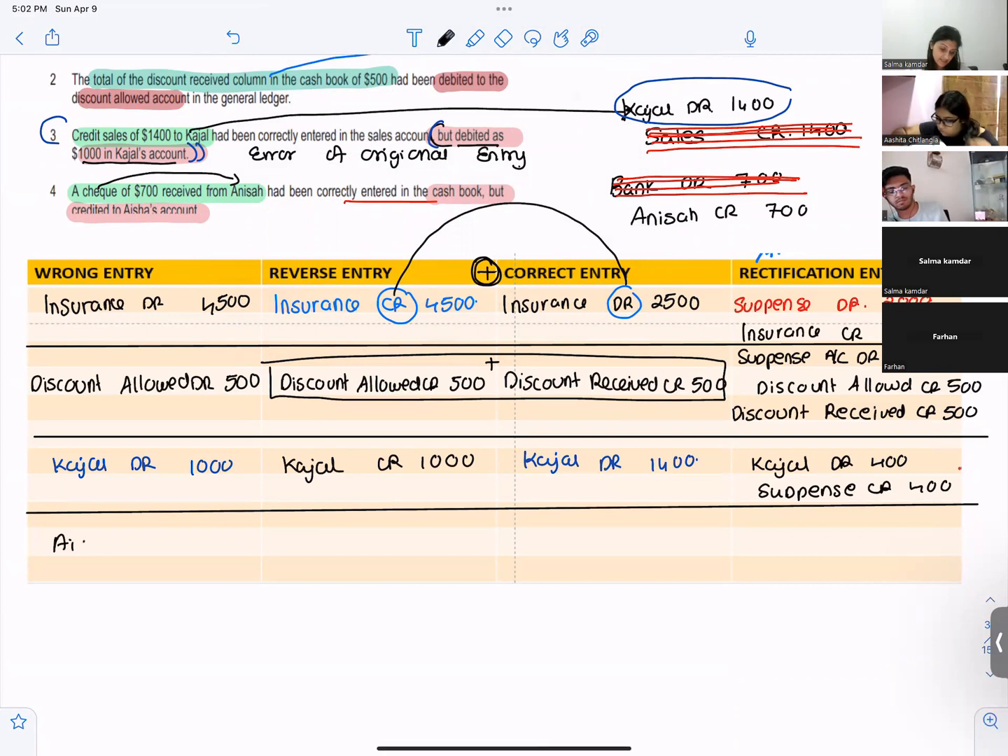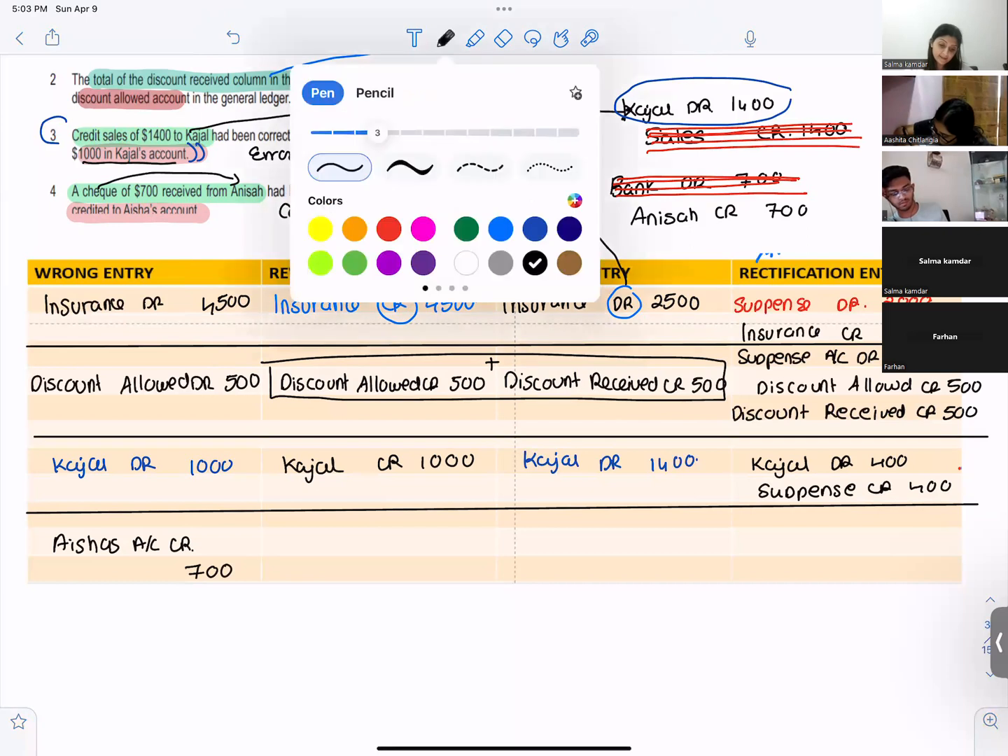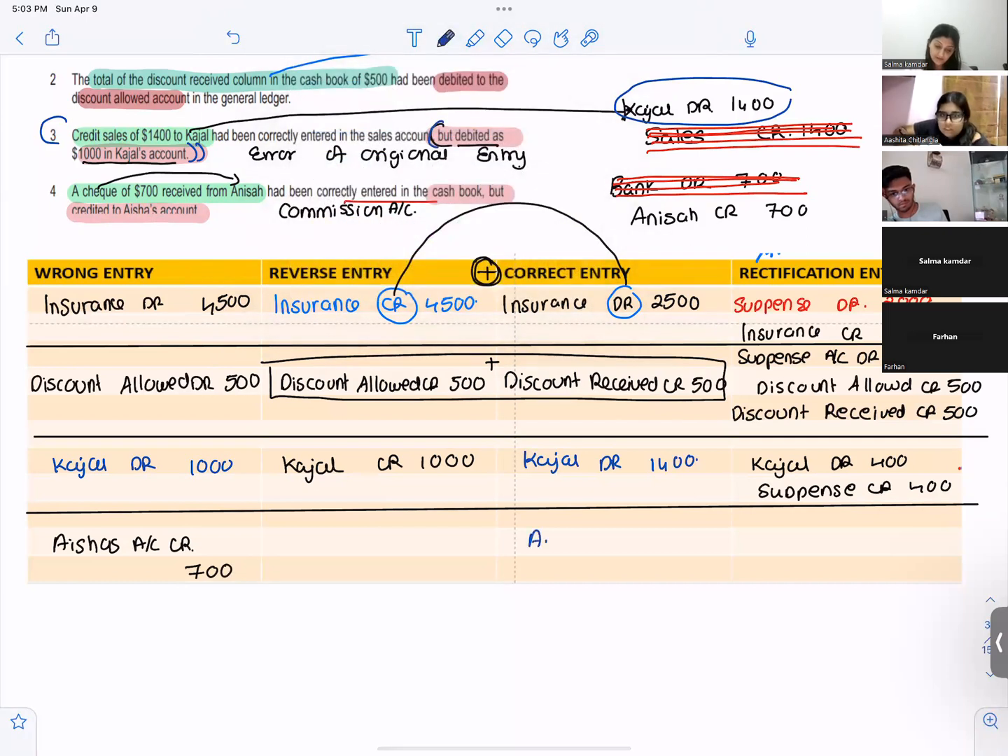What is the name of this error? Complete omission, partial omission? No, commission. Error of commission. Wrong name. So you credited Aisha's account. What you should have credited it to? It should have been Anisa. Anisa credit.